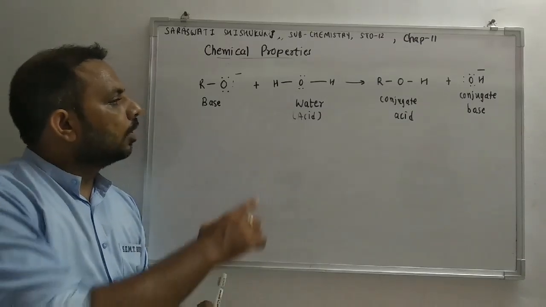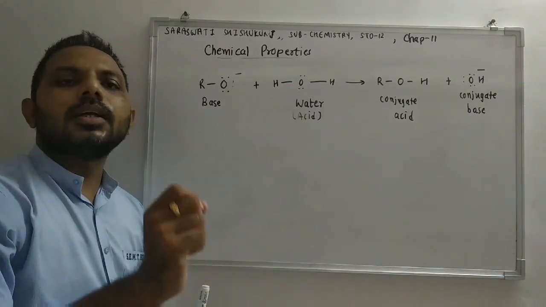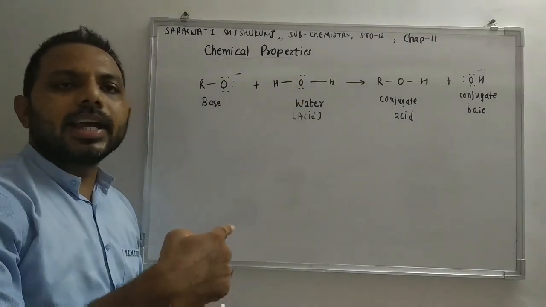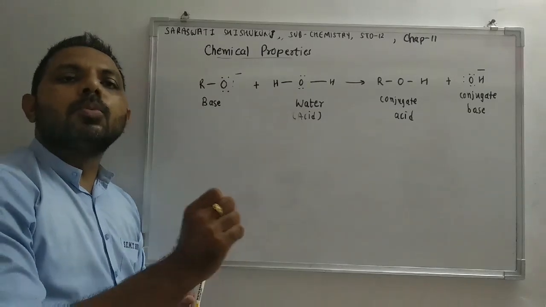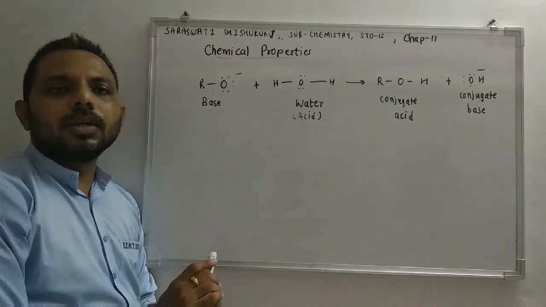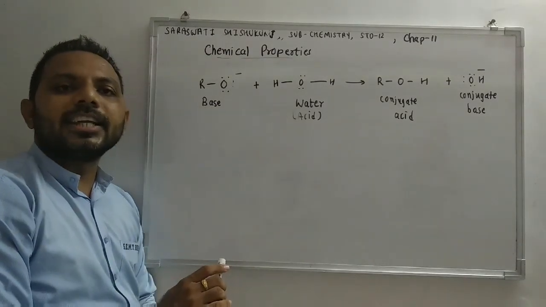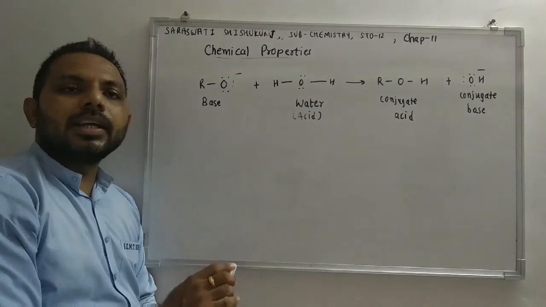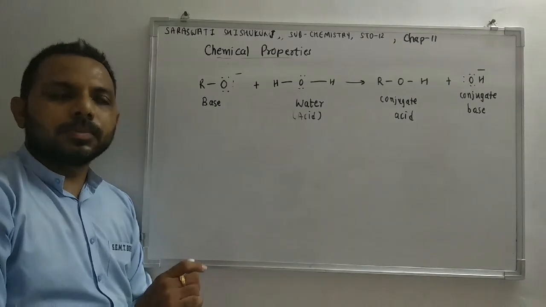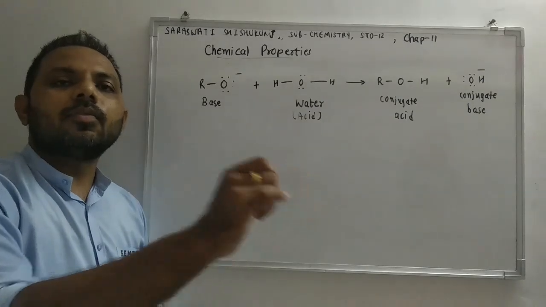So here water has got more tendency to donate H plus. Since it can donate H plus easily, it is more acidic in nature. So water is more acidic in nature compared to alcohol. And here also, alkoxide is accepting or gaining H plus. So since alkoxide can accept H plus easily, it is a stronger base. So there is comparison between alcohol and water. So alcohol is less acidic, water is more acidic.